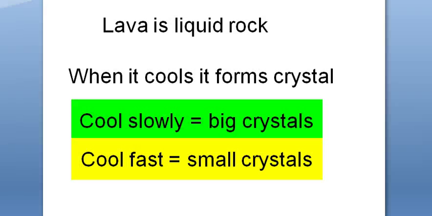So lava is liquid rock. When it cools, it will form crystals, and the crystals grow together and interlock. If you allow lava or magma to cool slowly, you form big crystals. If it cools quickly, it only forms small crystals.